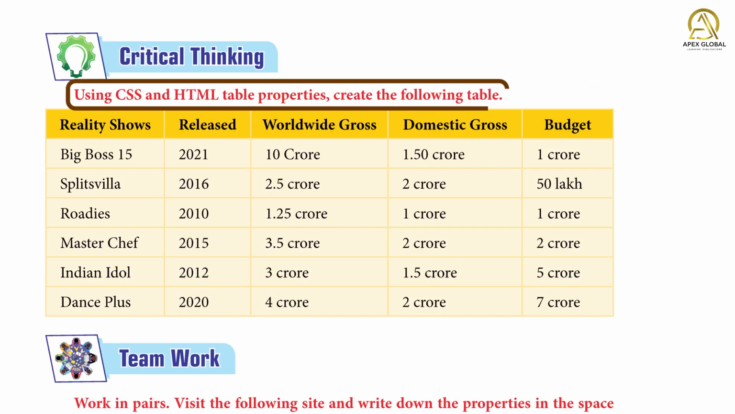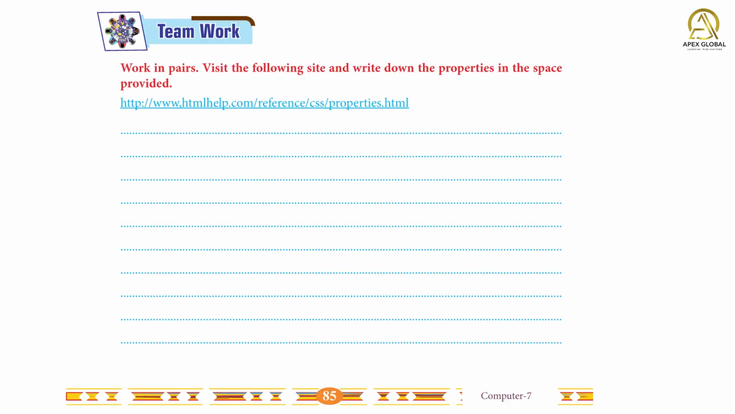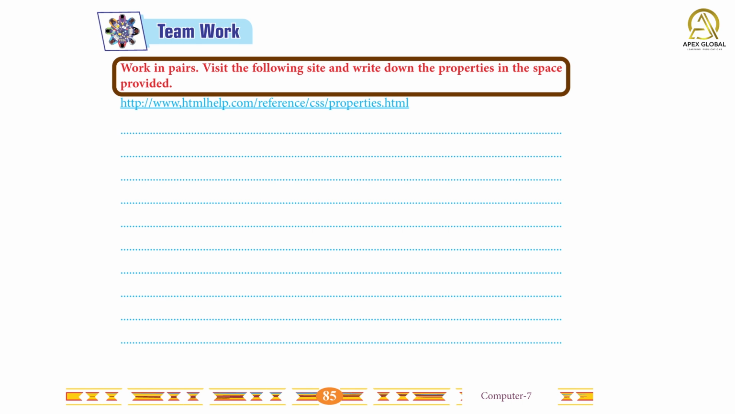Critical thinking. Using CSS and HTML table properties, create the following table. Answer. Ask students to do it by themselves. Team work. Work in pairs. Visit the following site and write down the properties in the space provided. Answer. Ask students to do it by themselves.